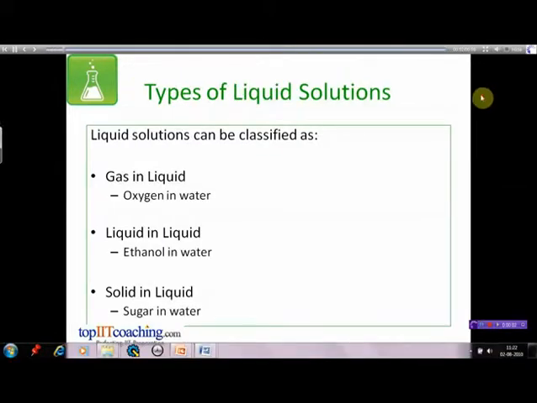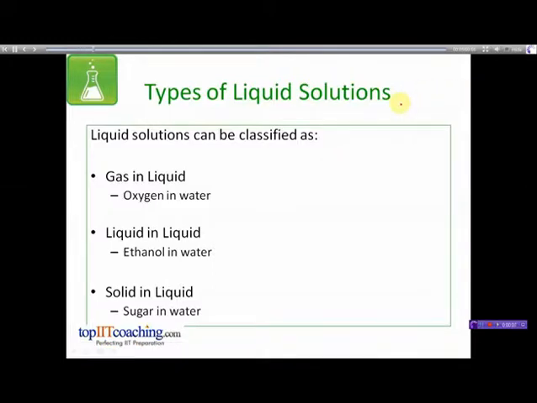The second type of solutions are the liquid solutions. The physical state of the solvent is liquid and the solute can be gas, liquid, or solid. So depending on that condition, there can be three types of liquid solutions. First is gas in liquid solutions. That is, gas is the solute and the solvent is in liquid state.